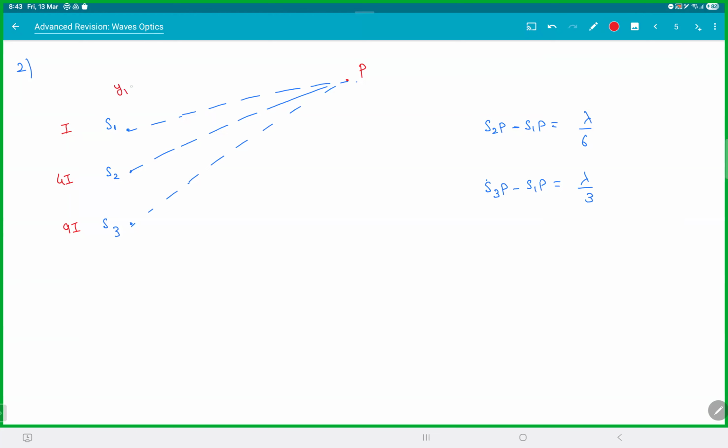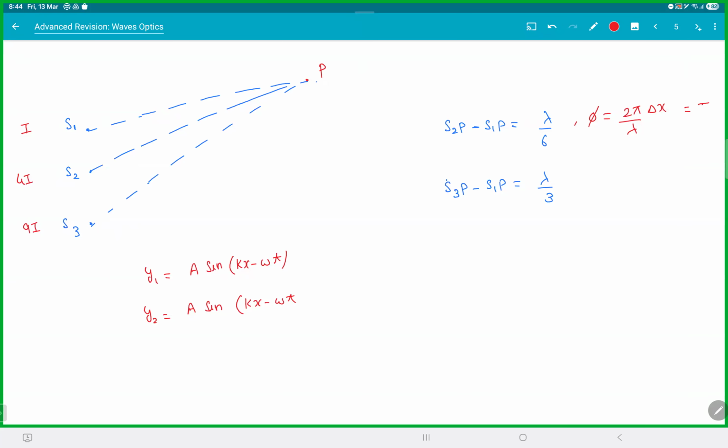So this will be y1, the first source, which is A sine kx minus omega t. Y2, the second source, when it reaches there, is sine kx minus omega t plus a phase difference. How much? 2 pi by lambda delta x. That would be pi by 3. And the third source will give a phase difference of 2 pi by 3. When it reaches point P, the equation becomes y is equal to a sine kx minus omega t plus 2 pi by 3.